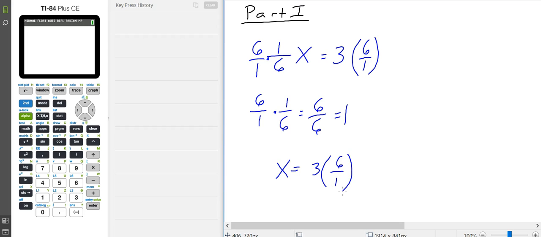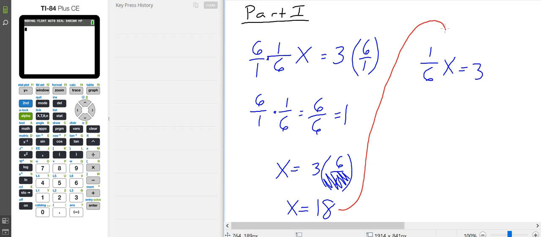We could just drop the denominator over here because it's over 1. So x is equal to 3 times 6, and x is equal to 18. Let's see, did we get the question right? The original question was 1 over 6 x is equal to 3, and we want to plug in x is equal to 18 to see if we got it right.